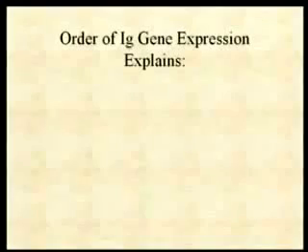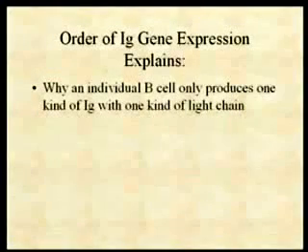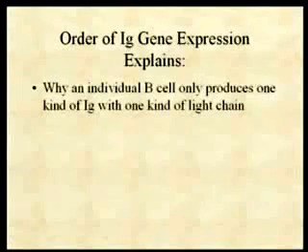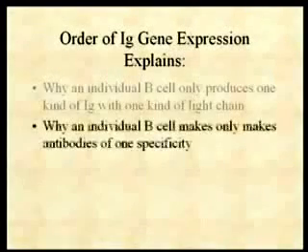Okay? This order of gene expression, it really explains a lot of things. It explains why B cells only produce one kind of immunoglobulin with one kind of heavy chain, one kind of light chain. Again, as far as the specificity, because you're taking the same VDJ that was present on mu and D, associated with only one light chain that it can make, so the cell can only express one specificity at a time. It can never express more than one specificity.